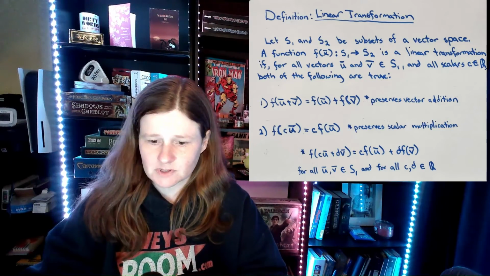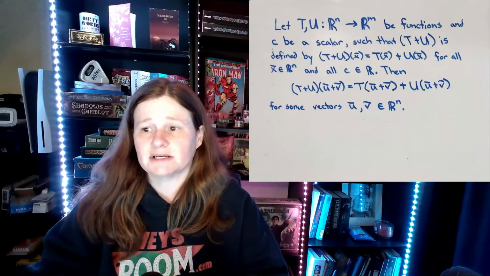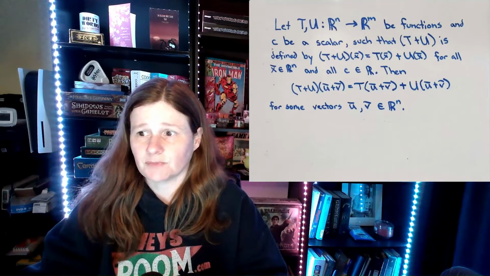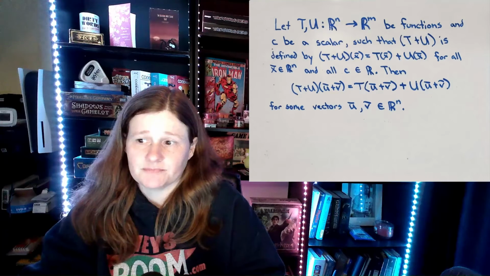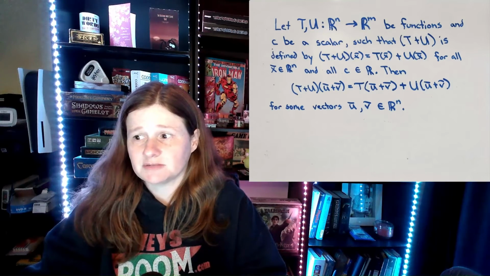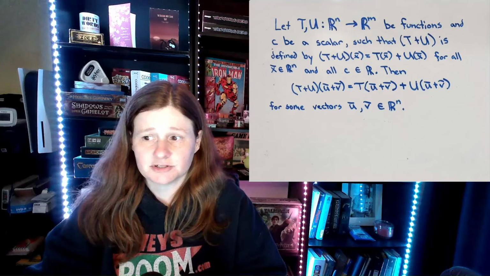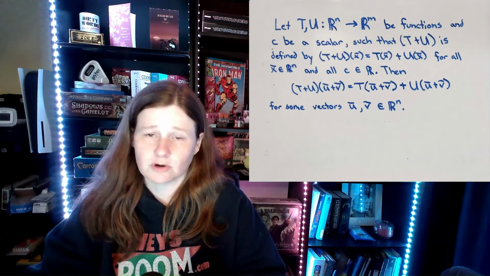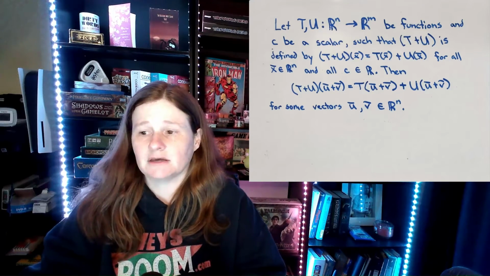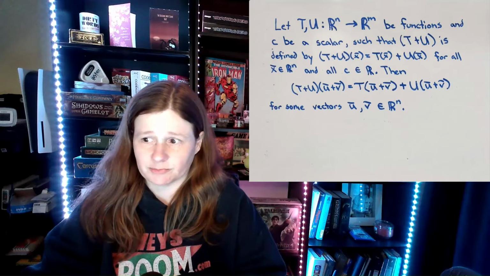But for today's video, since we want to see the whole process here, we're going to do them individually. So as usual, before we get started, we're going to want to figure out what it is we already know. So we're going to start with what they've given us in this problem in order to start our proof. We'll start by letting the transformations T and U be from Rn to Rm, be functions, and let c be a scalar, such that the transformation T plus U is defined as (T plus U) of vector x equals T of the vector x plus U of the vector x for all x in our domain of Rn and for all the scalars in the real numbers.